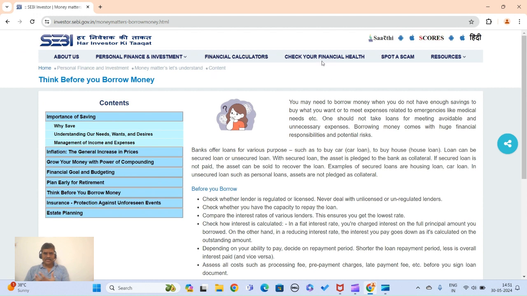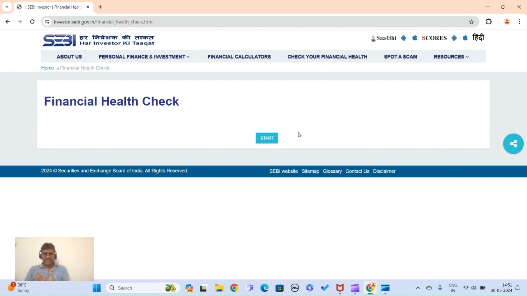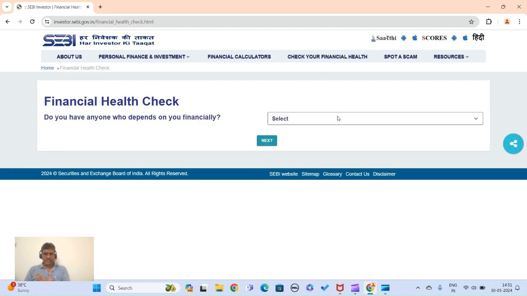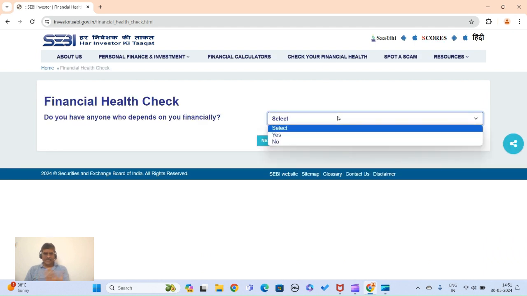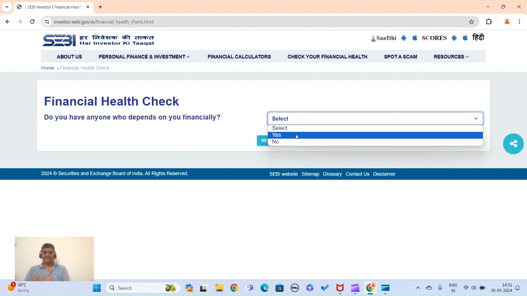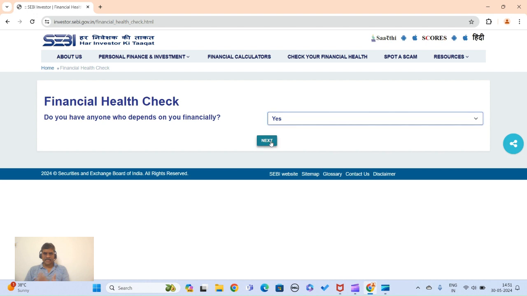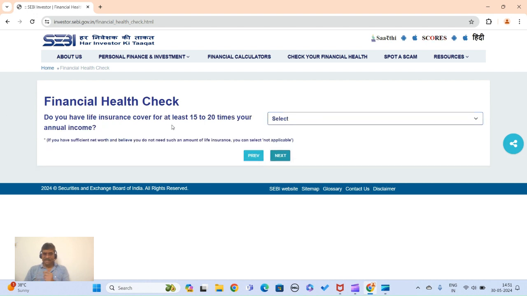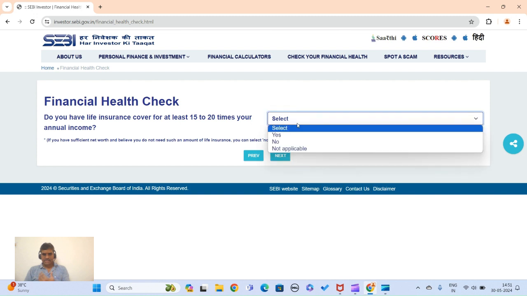And what is interesting is that you can also check your financial health if you want. There is a series of queries which you need to answer. Suppose, do you have any dependents? If your parents are dependent on you, or your spouse is dependent on you, then you need to say yes. Next, do you have life insurance cover? If you don't have it, then you need to have life insurance.